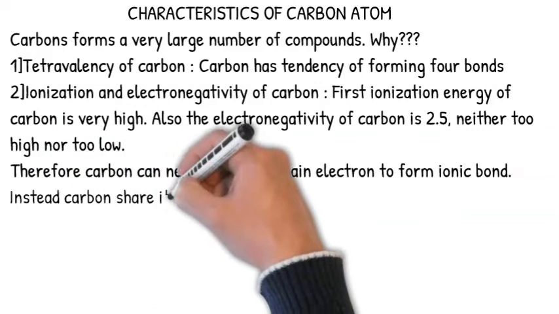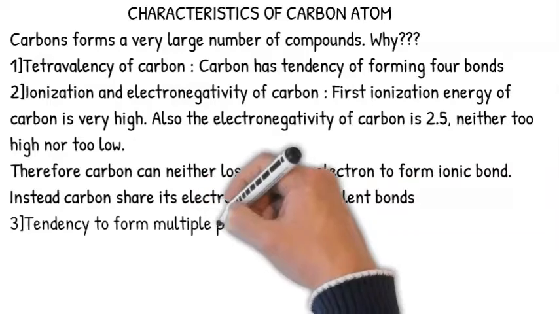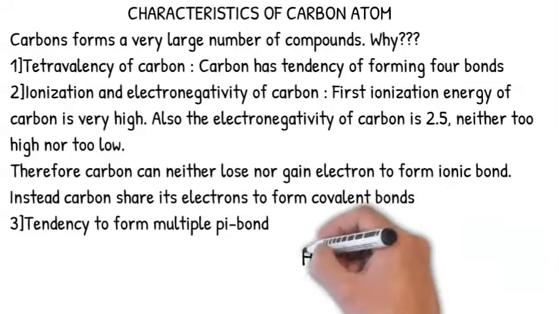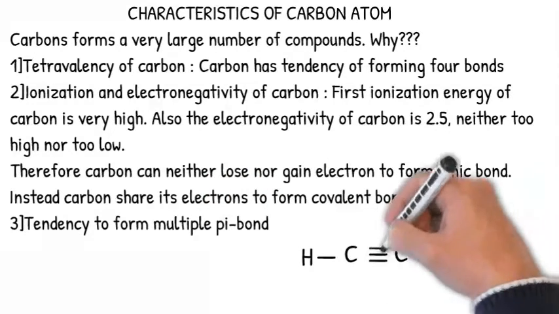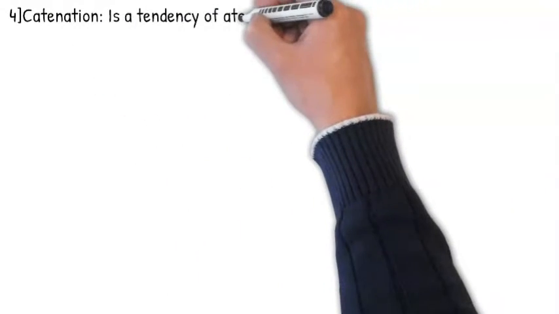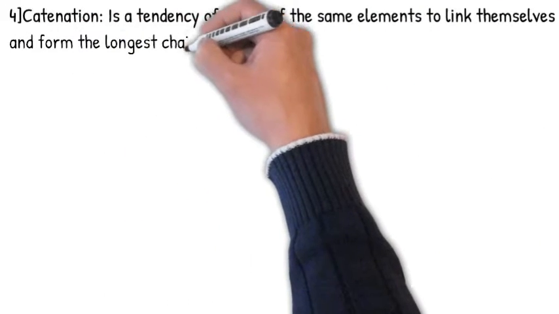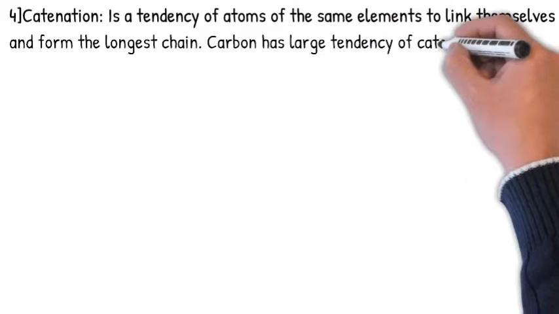Therefore, carbon can neither lose nor gain electrons to form ionic bonds. Instead, carbon shares its electrons to form covalent bonds, with a tendency to form multiple pi bonds. For example, in ethene, from the triple bond, 2 bonds are pi bonds and 1 bond is a sigma bond. Catenation is the tendency of atoms of the same element to link themselves and form the longest chain. Carbon has a large tendency of catenating.